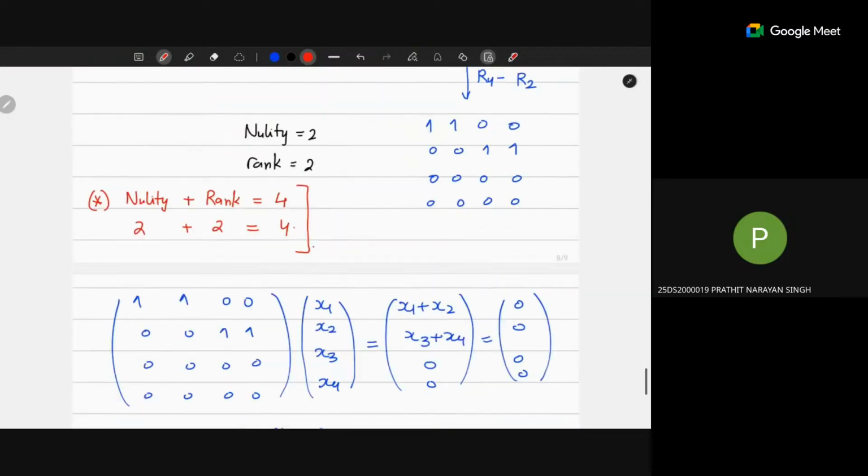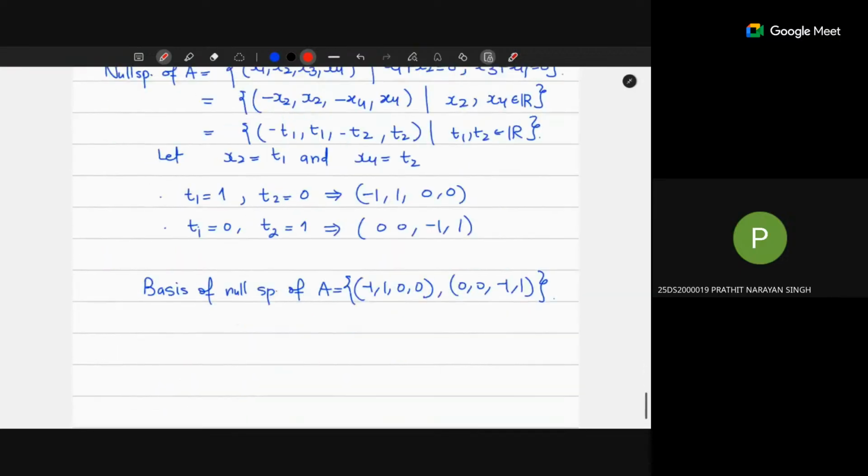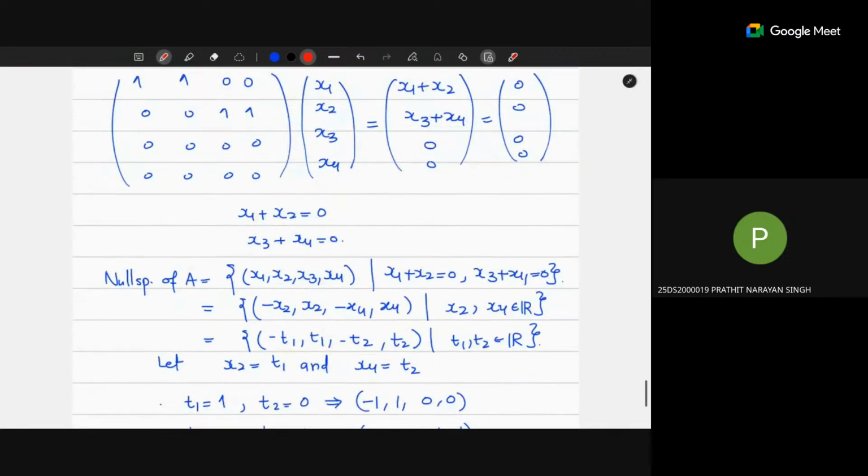So this is an example of the rank nullity theorem. And in this example, we have seen how to calculate the null space as well as the basis for the null space.